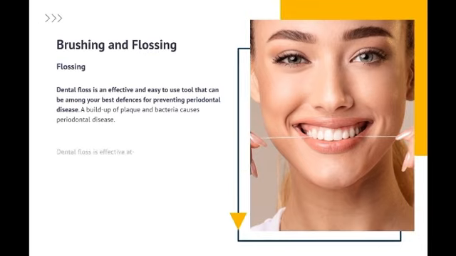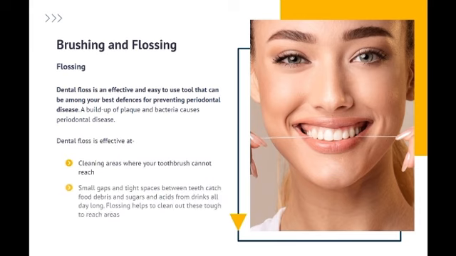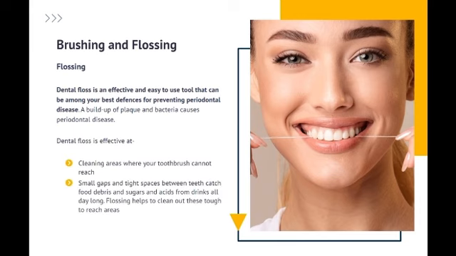Flossing. Dental floss is an effective and easy-to-use tool that can be among your best defenses for preventing periodontal disease. A buildup of plaque and bacteria causes periodontal disease. Dental floss is effective at cleaning areas where your toothbrush cannot reach. Small gaps and tight spaces between teeth catch food debris and sugars and acids from drinks all day long. Flossing helps to clean out these tough-to-reach areas.